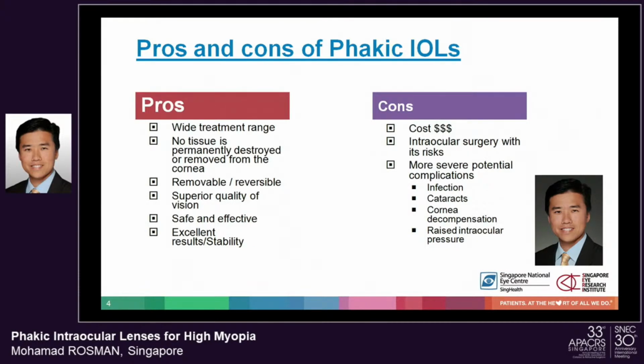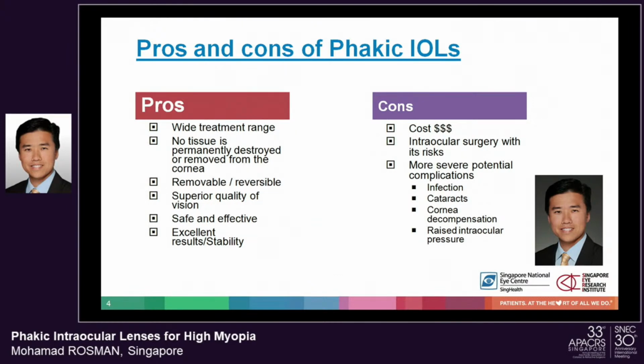So the advantages and disadvantages of phakic intraocular lenses compared to corneal refractive laser surgery. The main advantage, as I mentioned, is the wide treatment range. Secondly, we are not removing or ablating any corneal tissue. So in a way, it's removable because we can reverse this by removing the ICL or the phakic intraocular lens. In some conditions where the degree of myopia is very high, it can give superior vision compared to LASIK, and the results are generally good, very effective and safe.